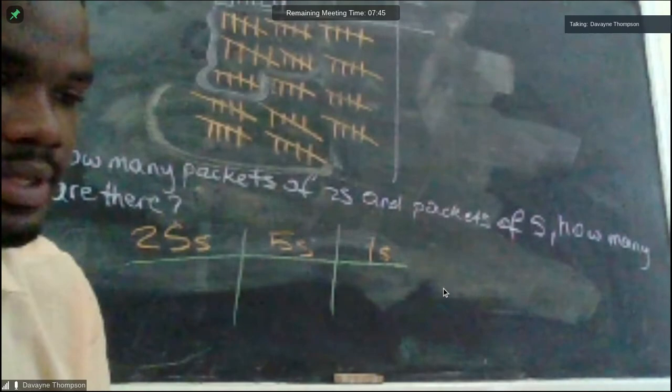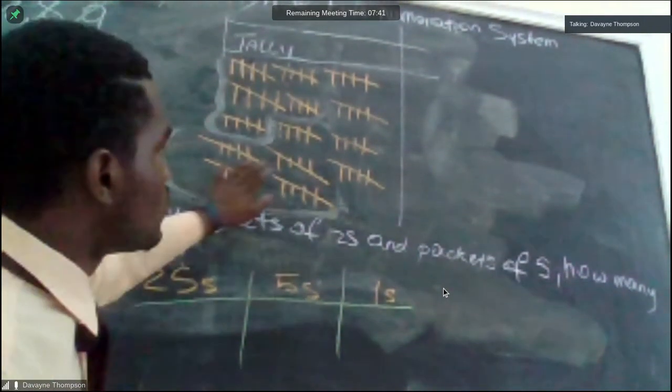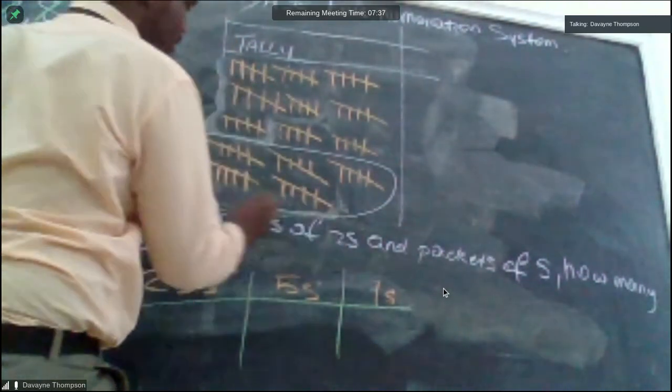Let me give you a hint. Let me highlight the first group. So you're going to count 1, 2, 3, 4, 5. This is the first group of 25. Isn't that correct?